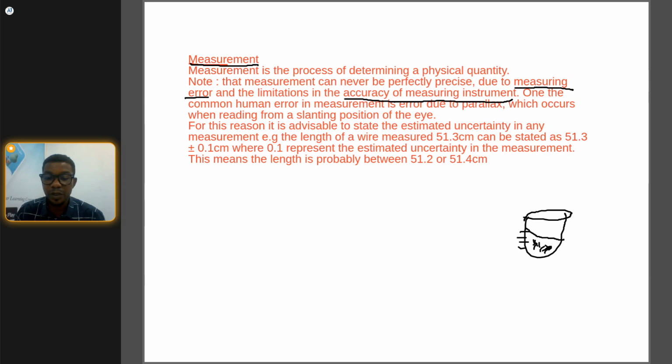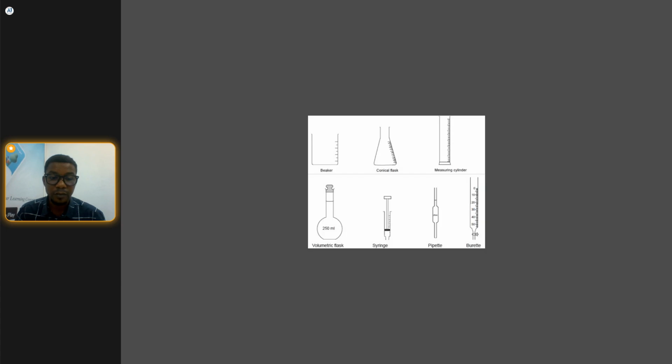So if you look at the first picture, these instruments here are used to measure volume. They are used for measurement of volume. So we have the beaker, the conical flask, the measuring cylinder, the volumetric flask, the syringe, the pipette, and the burette. All these are used for measuring volume. So they are tools used for measuring volume.